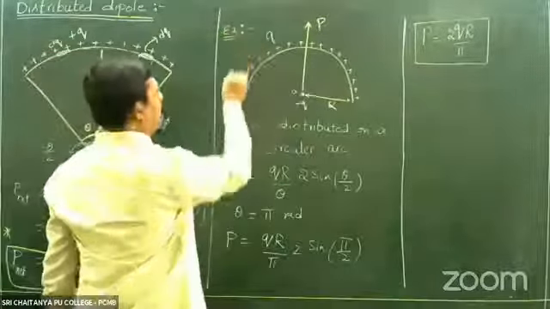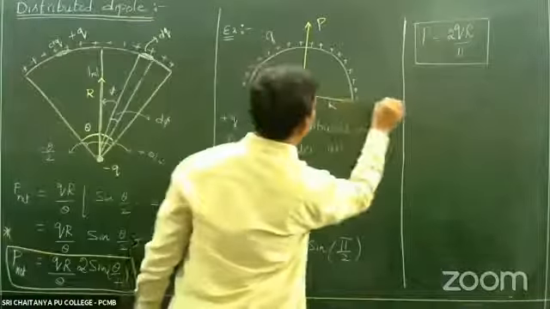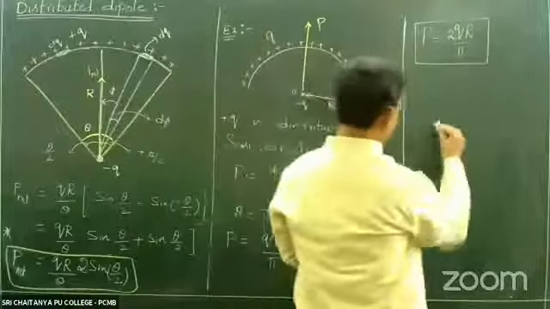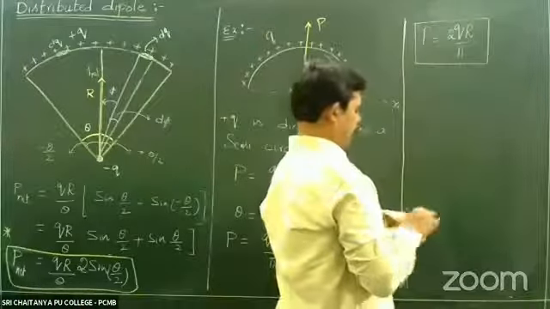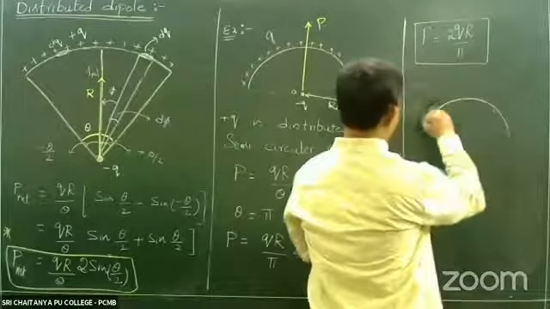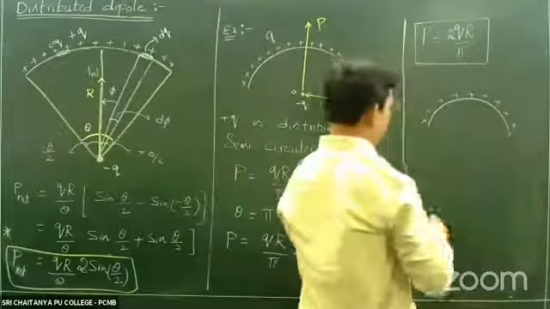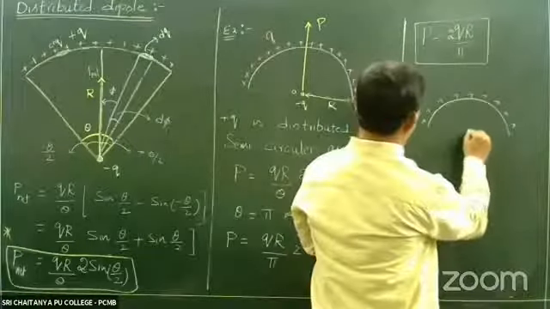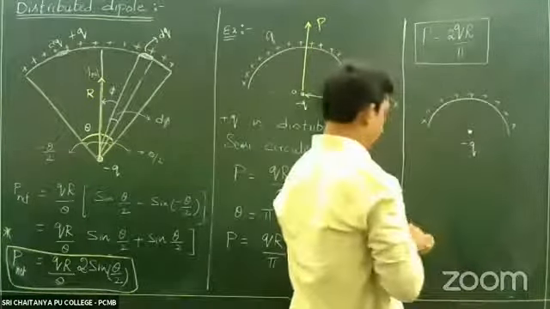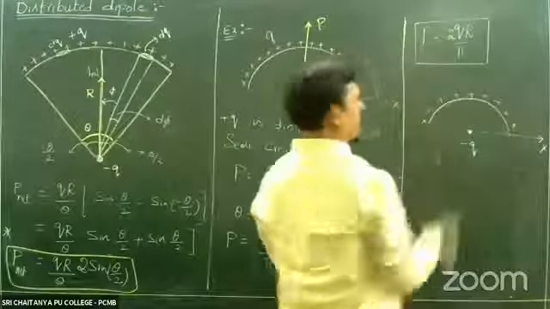See, if they are given in the xy plane, if this is along the x-axis, sometimes they give like this. They asked a question in a previous entrance. This is a dipole. Positive charge is here, distributed dipole, and here is the negative charge, as shown in the figure. This negative charge is along the x-axis, and this is in the xy plane.